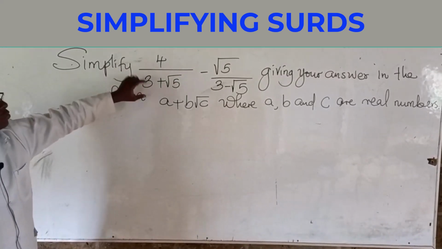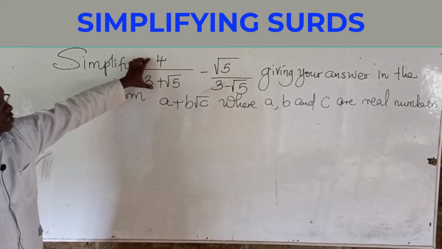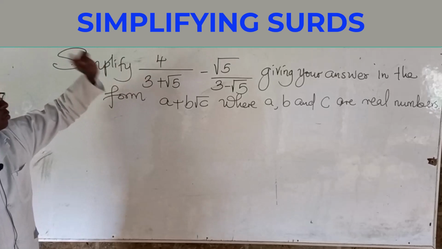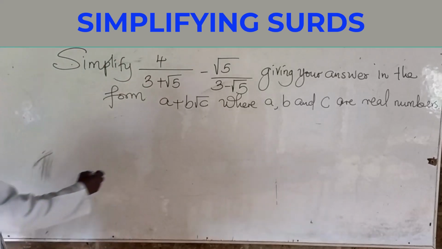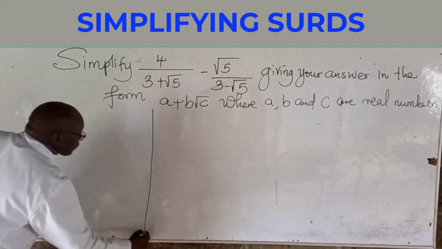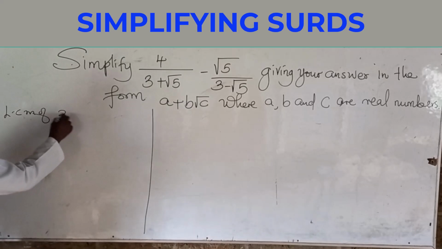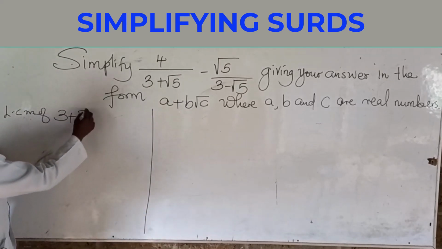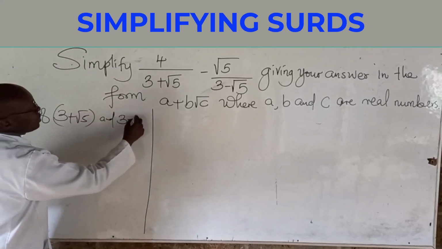The easiest way to do it is to get the LCM. You're going to treat these as fractions. The same way we add fractions, we begin by getting the LCM of the denominators. So we shall get the least common multiple of the denominators, that is 3 plus root of 5 and 3 minus root of 5.